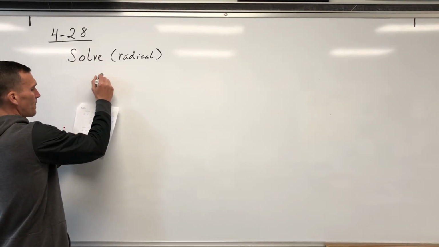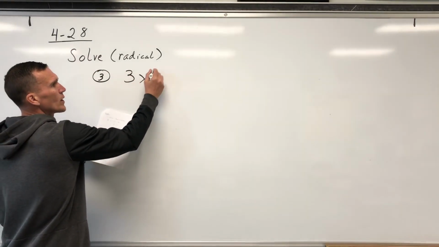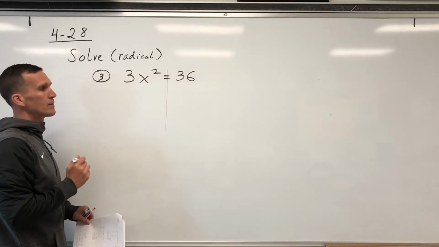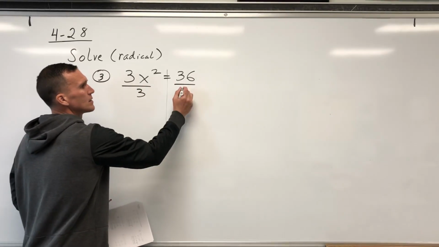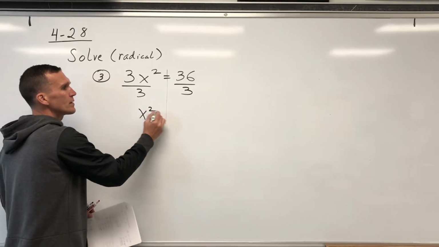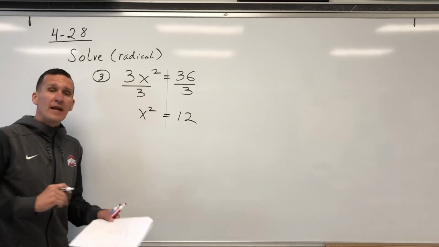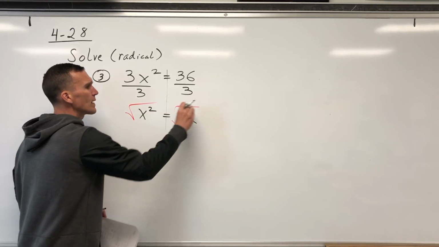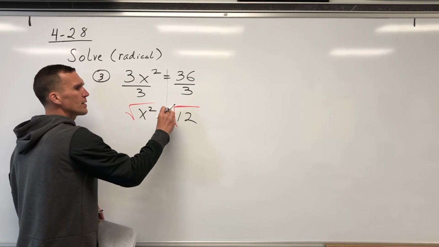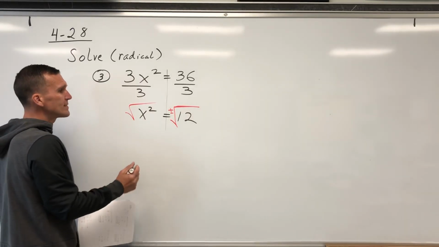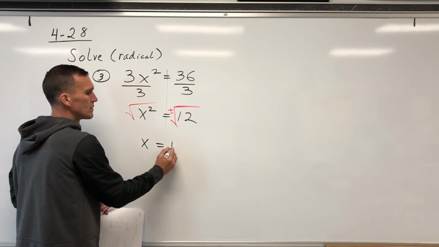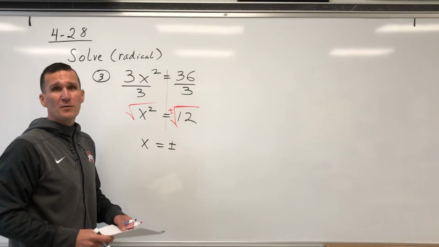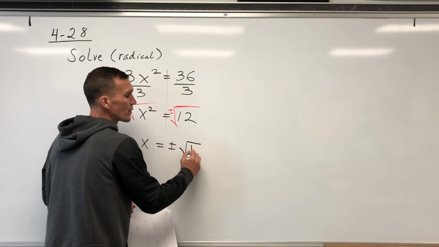So number 3, I have 3x squared equals 36. Line of equality. Divide by 3, and I get x squared is equal to 12. But now, what is the opposite of squared? Square root. So I square root the left side, square root the right side. Don't forget plus or minus. But when I take out my calculator and take the square root of 12, it's a decimal. I didn't want a decimal answer there. So I keep it the square root of 12 for now.